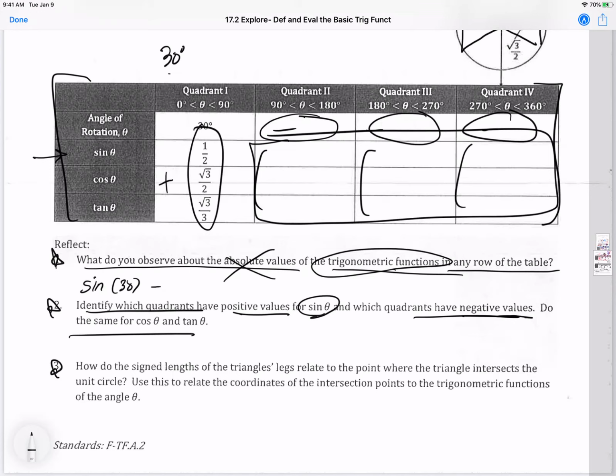How do the sign lengths of the triangle's legs relate to the point where the triangle intersects the unit circle? Use this to relate the coordinates of the intersection points to the trigonometric functions of the angle theta. So the sign simply means negative or positive. And to the point where the triangle intersects the unit circle means that on the unit circle, we have the coordinate (x, y) all over these values. I hope you had seen this chart before.